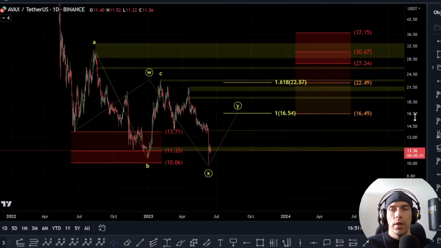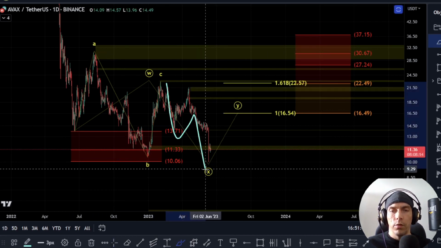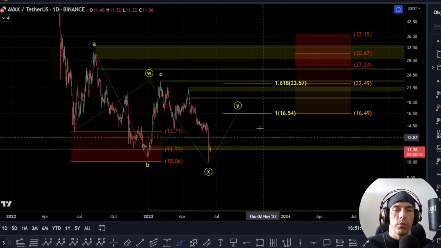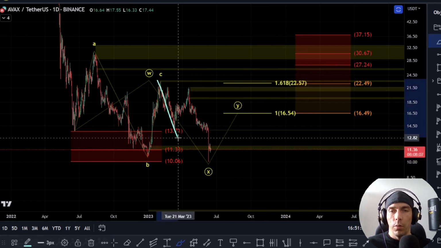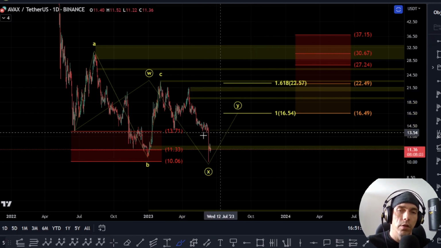Now if this is rather actually a flat correction, what we could be looking for is that this is a 3-wave move to the downside, and we could actually look for a bigger 5-wave structure to the upside to develop off of this. Now there is potential this is not completed, so we're going to go over those smaller time frame counts in a second here.